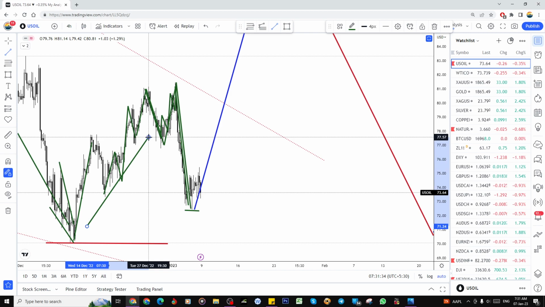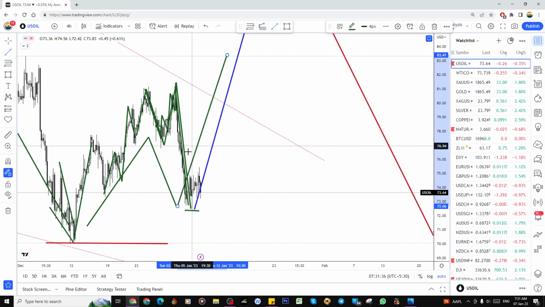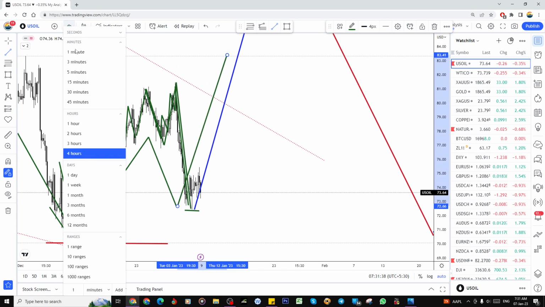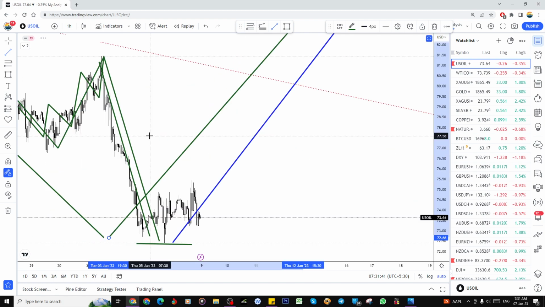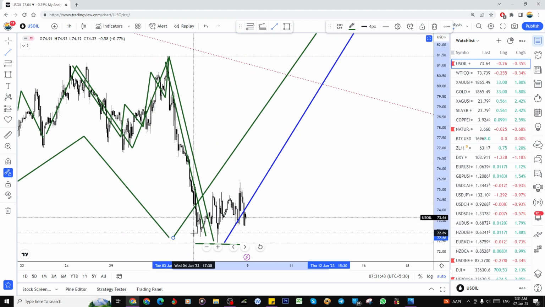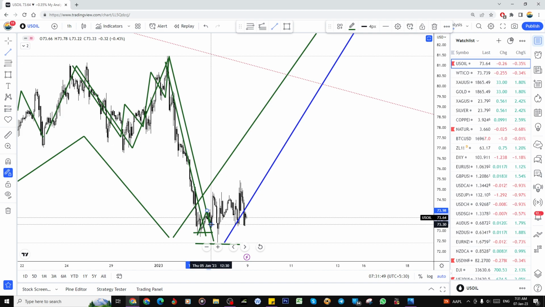So this is the impulsive, this is the corrective, and we need one more impulsive. So I keep on watching this. Exactly, I entered the market here, but I won't place the stop loss, you know very well. What it did, 1 2 3.